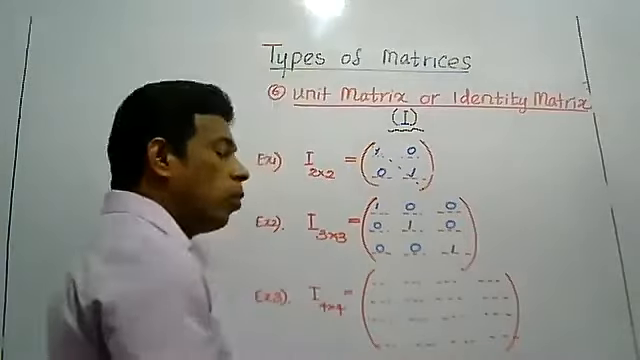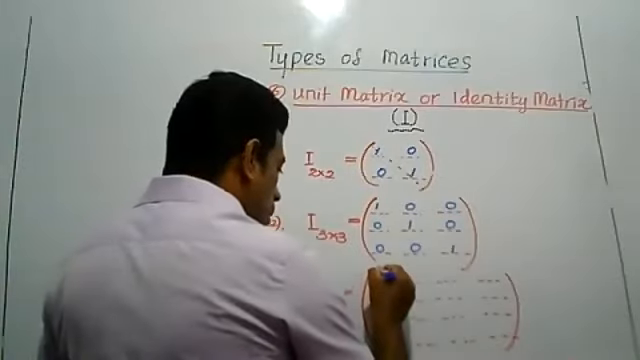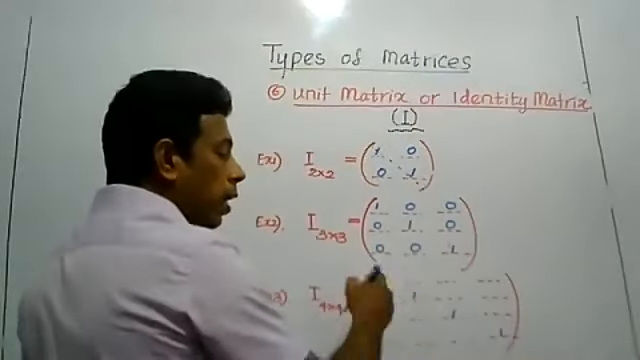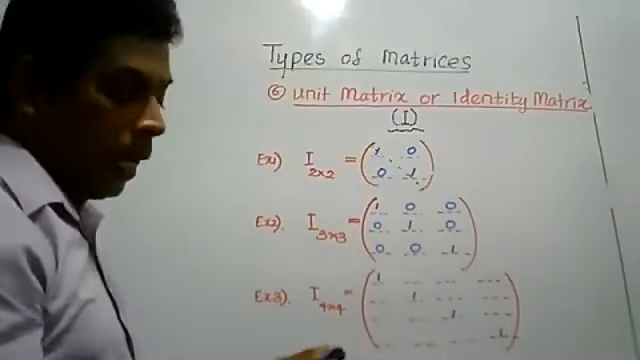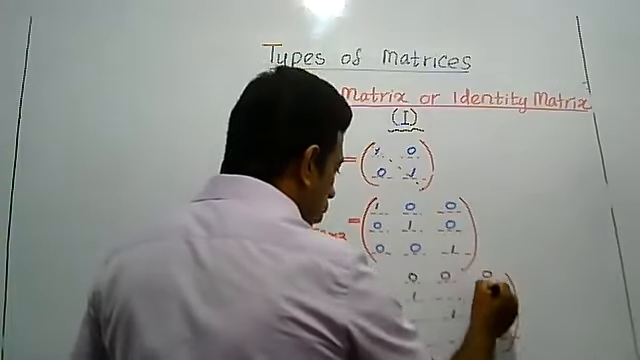Identity matrix of order 4 by 4. Again, the elements in the main diagonal are units. Main diagonal means top left to bottom right. Elements in the main diagonal are units, and all the other elements of the matrix should be zero.